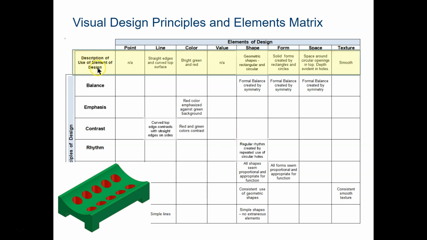Here's a description of the use of elements of design for this thing. Lines, straight edges, curved tops. It's a bright green and red color. Its shape is geometric with rectangular and circular. It has a solid form that's created by rectangles and circles. Its space: around the circular openings in the top, there's a lot of space, but there's depth that's evident in the holes that those circular shapes create. Its texture appears to be smooth, not a lot of roughness or fluffiness to it.